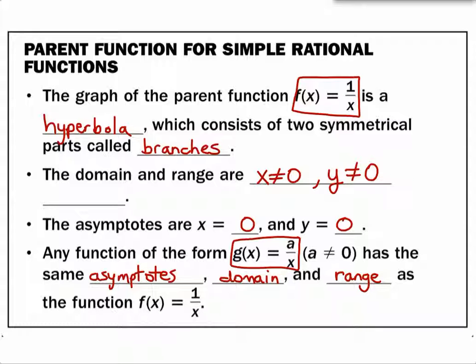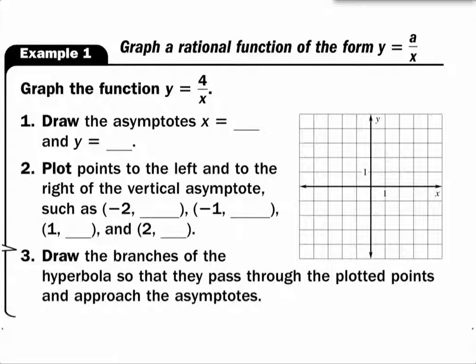Good times. Now let's look at example 1, which we have a basic function graph we need to make. It's the graph of y equals 4 over x. Start with the asymptotes. X equals 0 and y equals 0. Well, those are easy enough to graph.